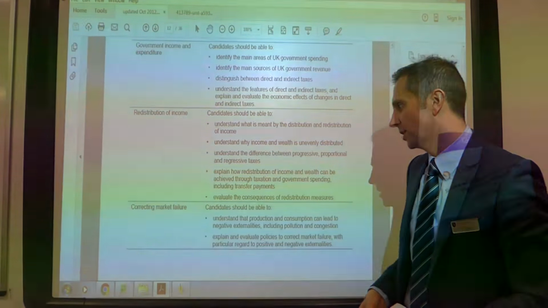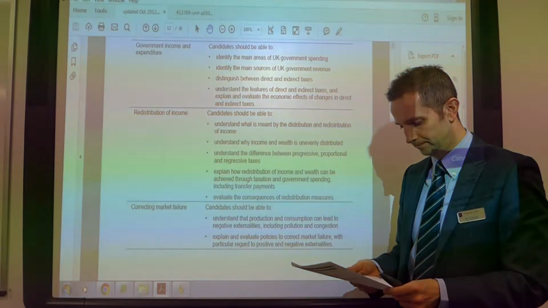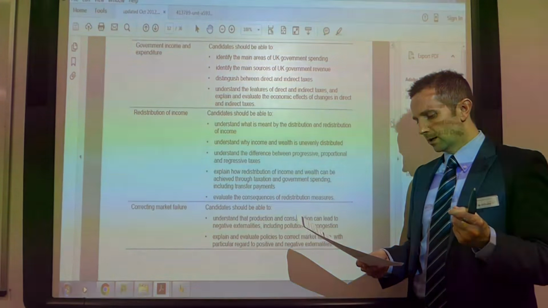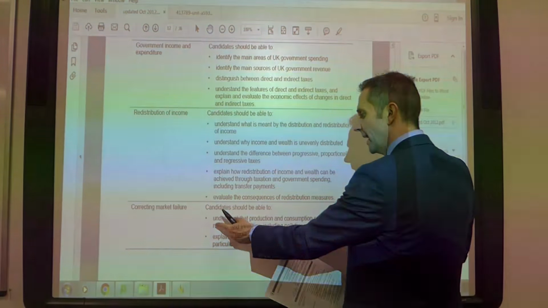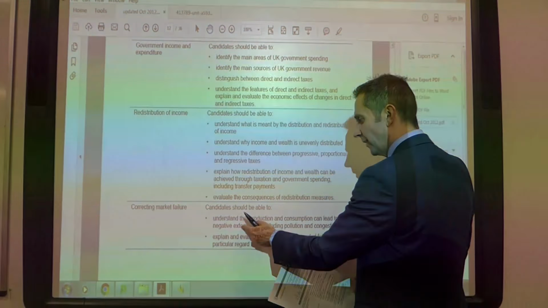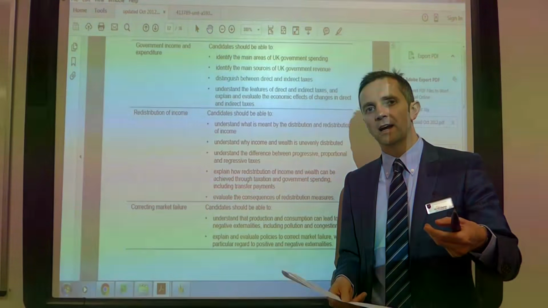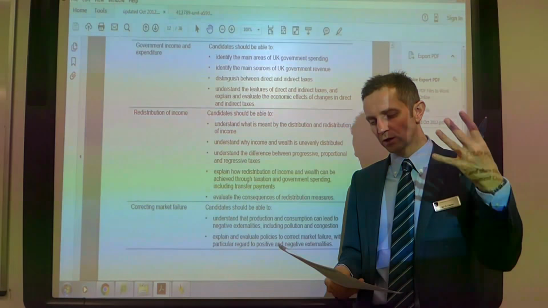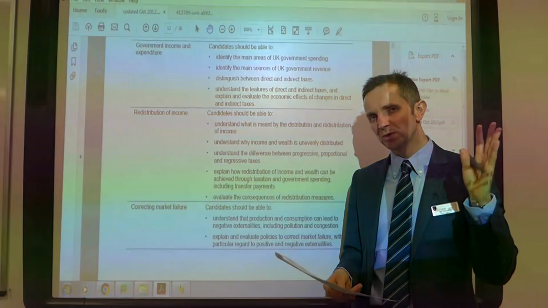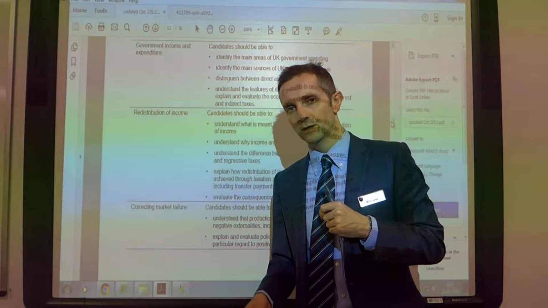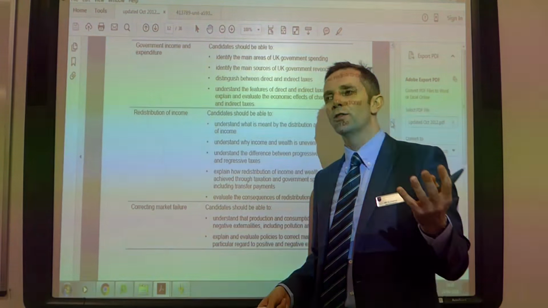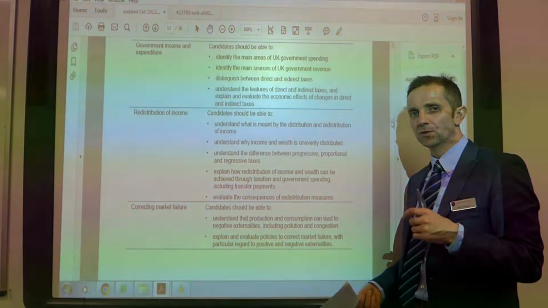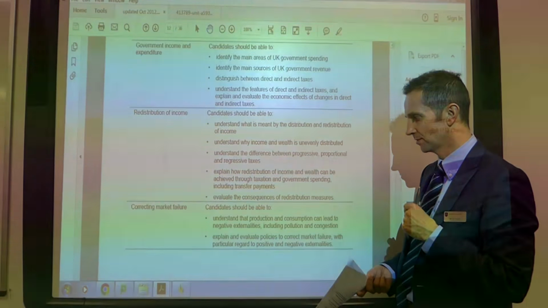And then lastly, on this particular section, correcting market failure. Now, the whole notion of negative externalities with regard to cigarette smoking, that's been asked. And then a follow-up question to that on the paper was, well, tell me how taxation could be used to nudge people away from consuming the cigarettes, or identify other policies that can be used to reduce consumption of cigarettes.